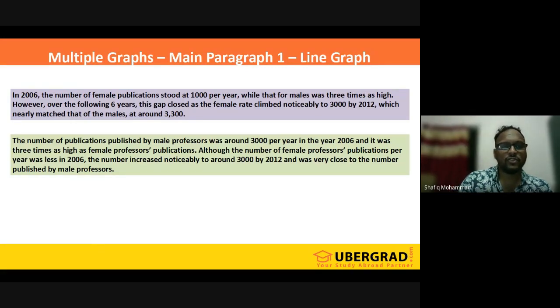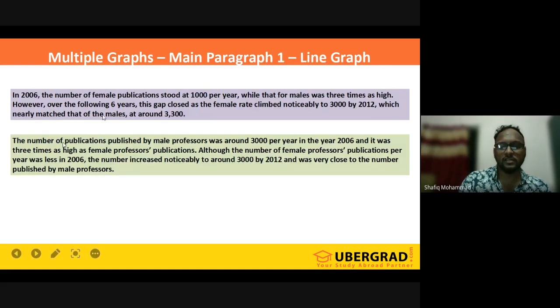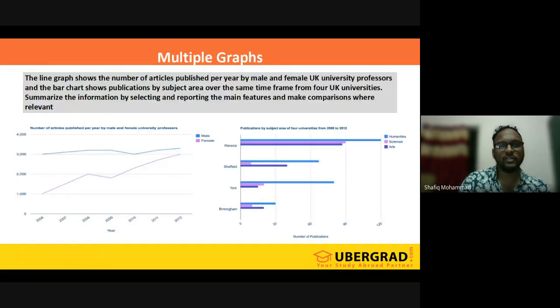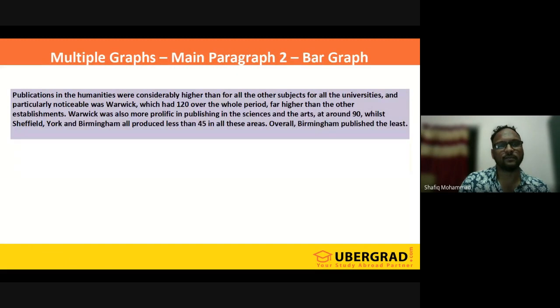Okay. So shall we go to the next para? That is the last para of this illustration. So the last para of this illustration is publications in the humanities. So now he's talking about the other illustration, which is a bar graph. Till now, he was talking about this illustration in the explanation paragraph. Now, in another explanation paragraph, he's talking about this bar graph. Okay, so let's see what it is written here.